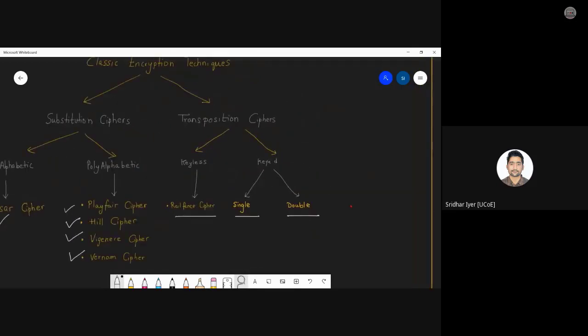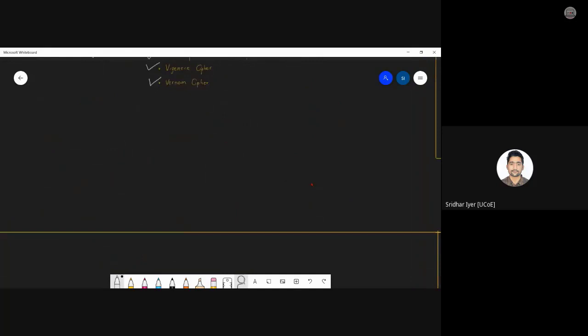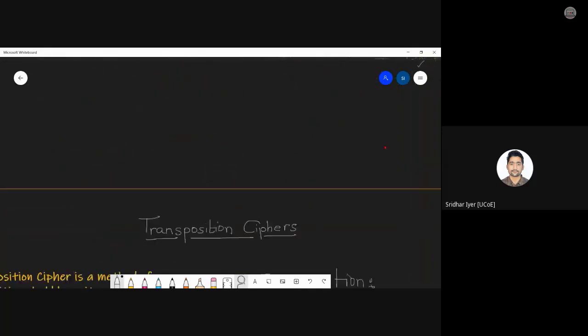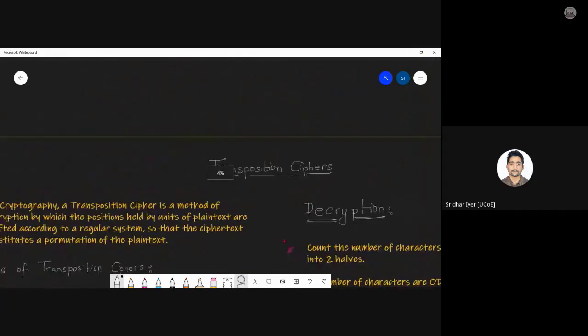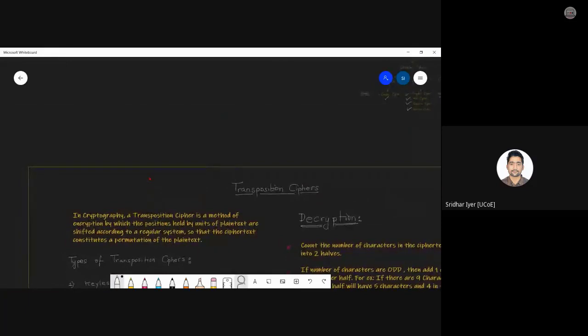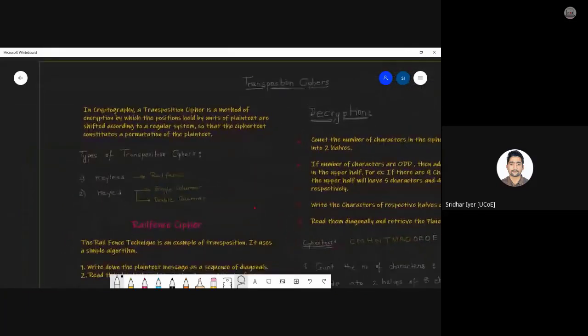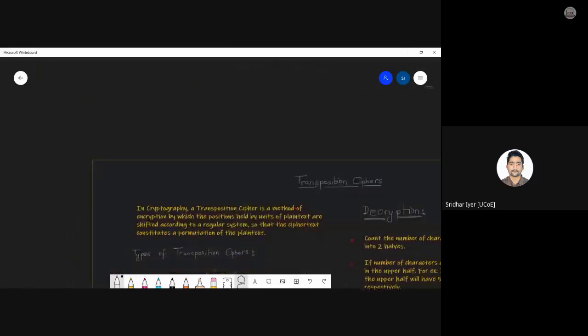Again, the transposition ciphers are of two types: keyed transposition and keyless transposition. Whereas in the case of keyless transposition, we don't have any key, as the name suggests. In the case of keyed transposition, we have two classifications, single and double. So we are going to learn what are these in detail. So let's start with the very first, that is keyless transposition ciphers, and its example is the rail fence cipher.